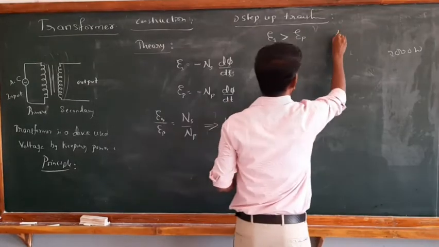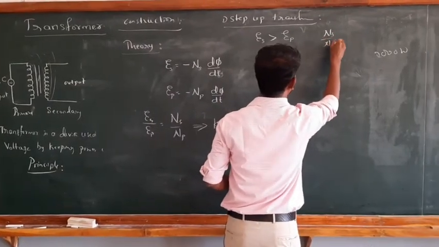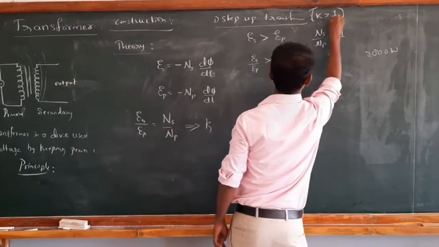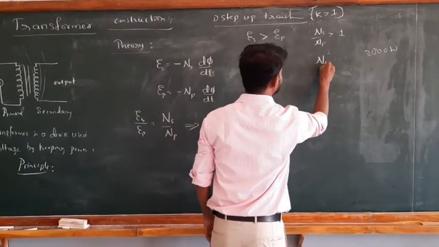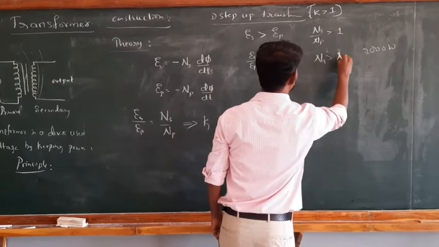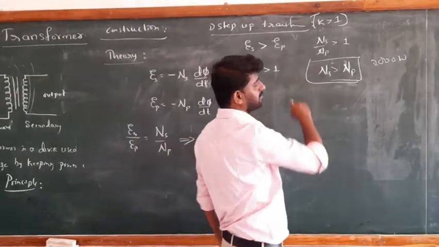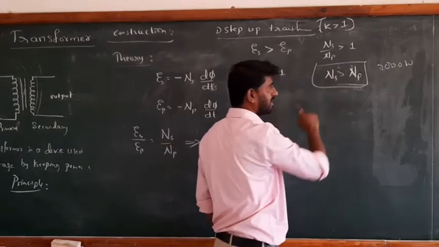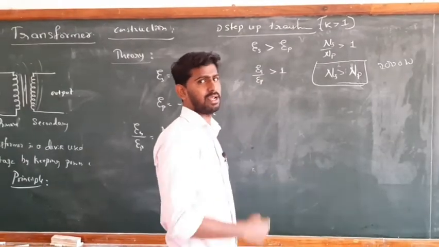Okay, so by this ratio NS by NP must be greater than 1. So here K should be greater than 1. Now NS is greater than NP. If you want to make a step-up transformer, the number of turns in the secondary coil must be greater than the number of turns in the primary coil.